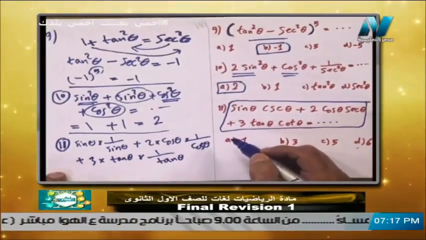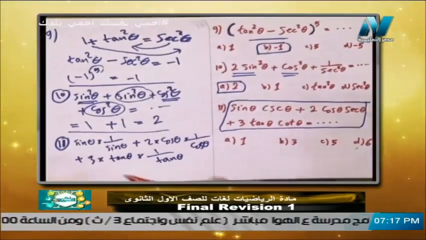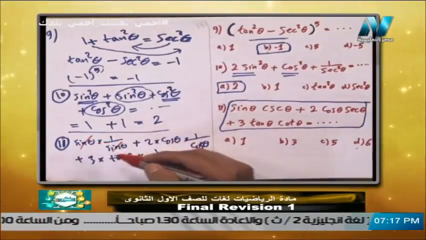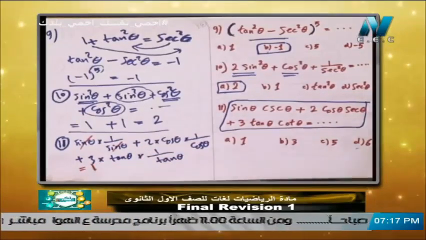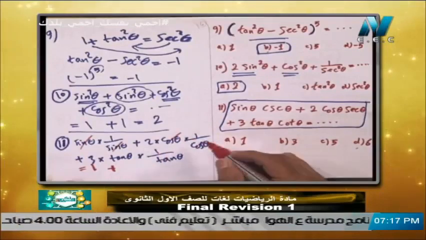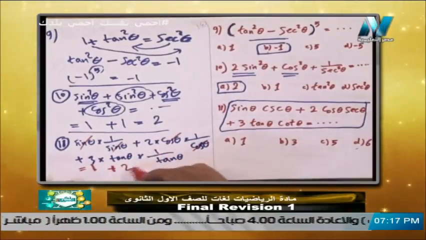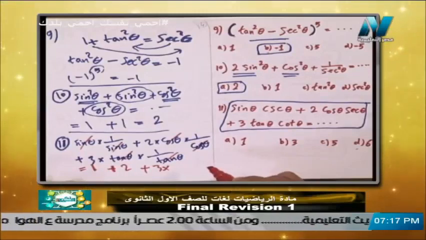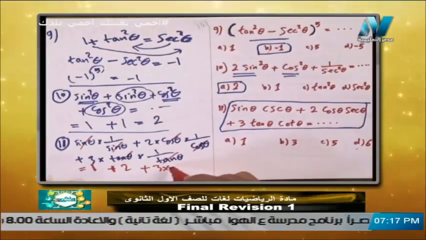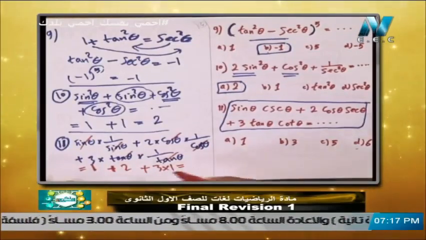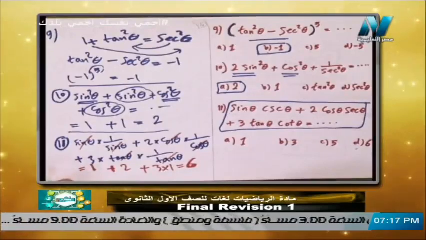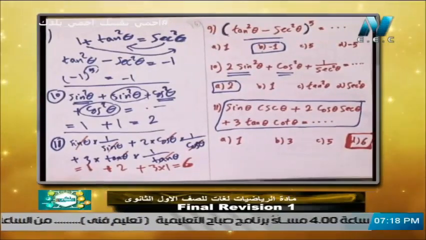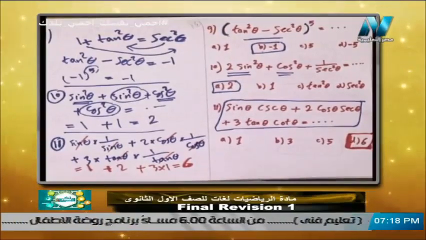Now, we will simplify it to the simplest form. We have sine cancelled with sine, as numerator and denominator, because a number divided by itself is 1. So the answer equals 1 plus 2 multiplied by cosine, cancelled with cosine here. So it is 2, plus 3 here, multiplied by this tan, cancelled with this tan. So it is 3 times 1. So 1 plus 2 plus 3 equals 6. This is the final answer here. It's D. So D here is 6, which is the correct answer for us.